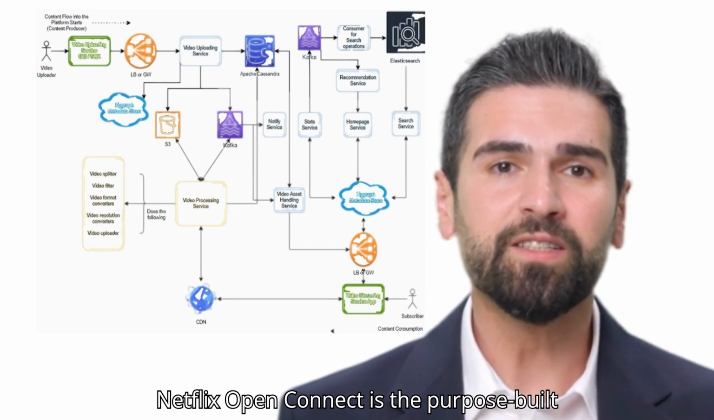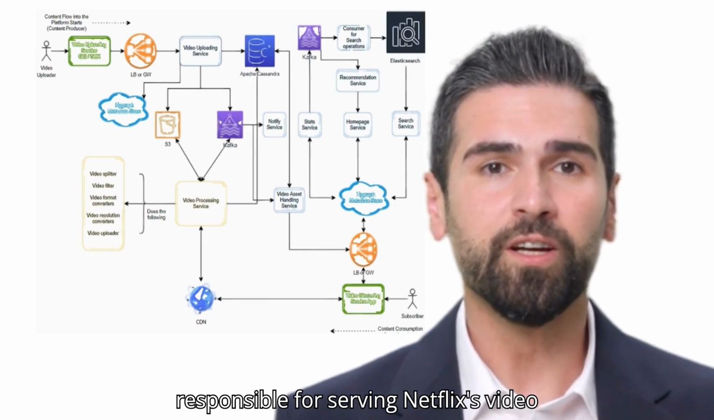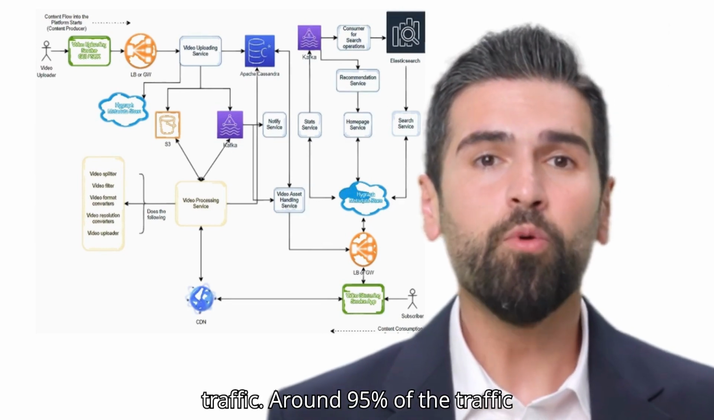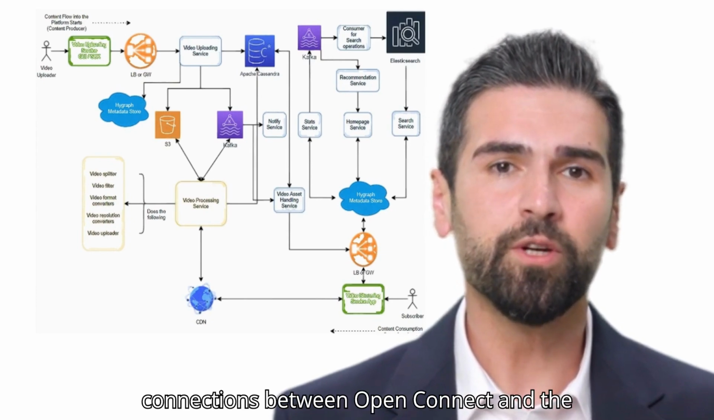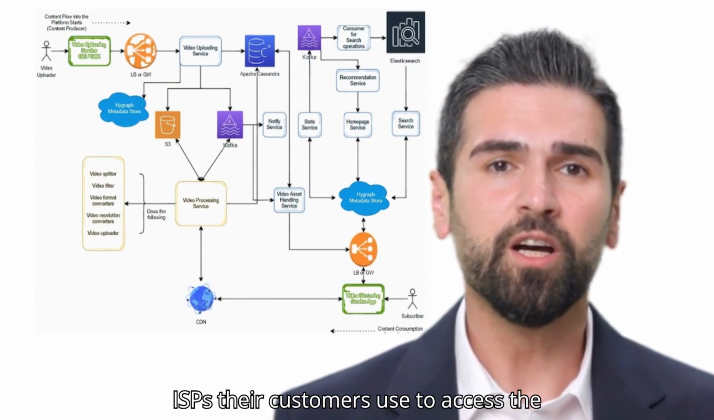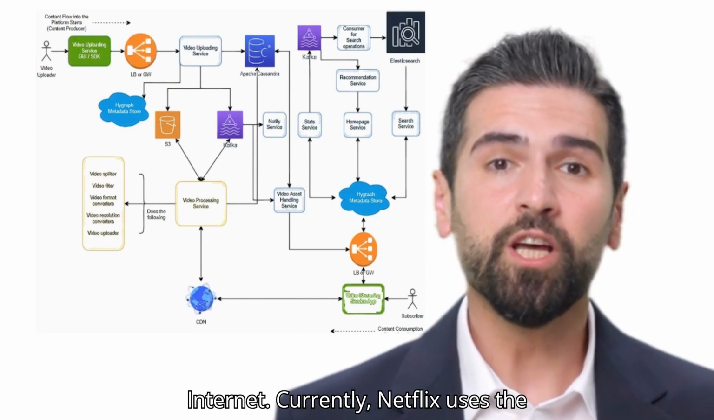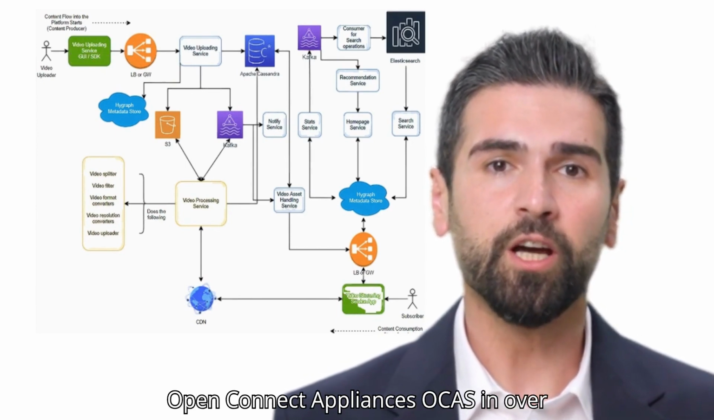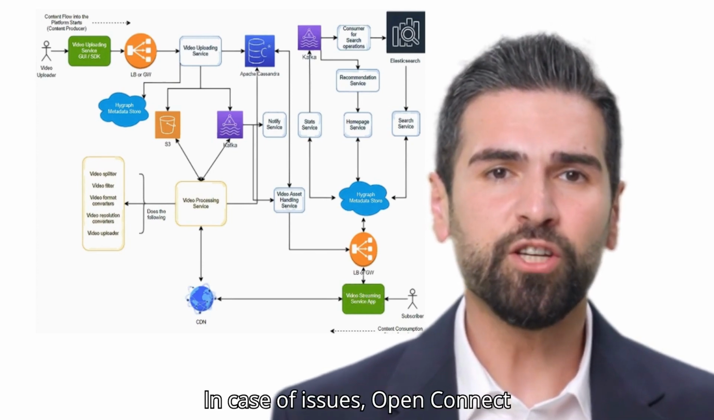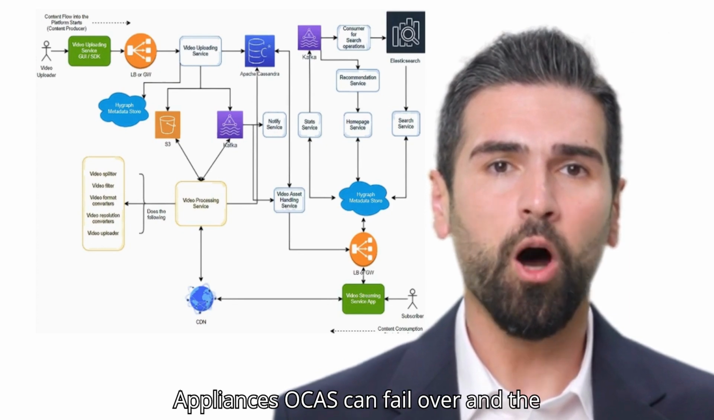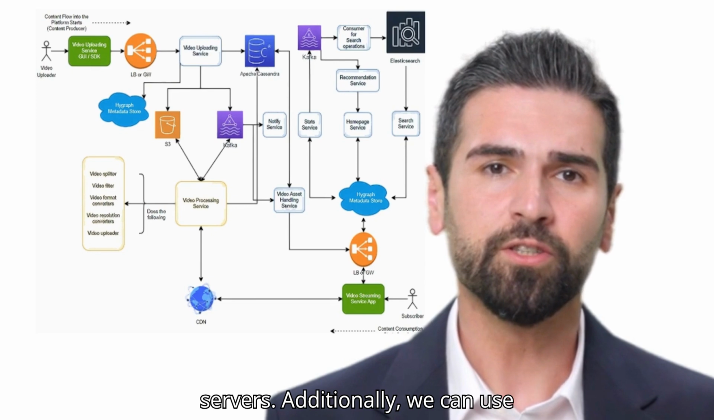Netflix Open Connect is the purpose-built content delivery network, CDN, responsible for serving Netflix's video traffic. Around 95% of the traffic globally is delivered via direct connections between Open Connect and the ISPs their customers use to access the internet. Currently, Netflix uses the Open Connect appliances, OCAs, in over 1,000 separate locations around the world. In case of issues, OCAs can fail over and the traffic can be rerouted to Netflix servers.